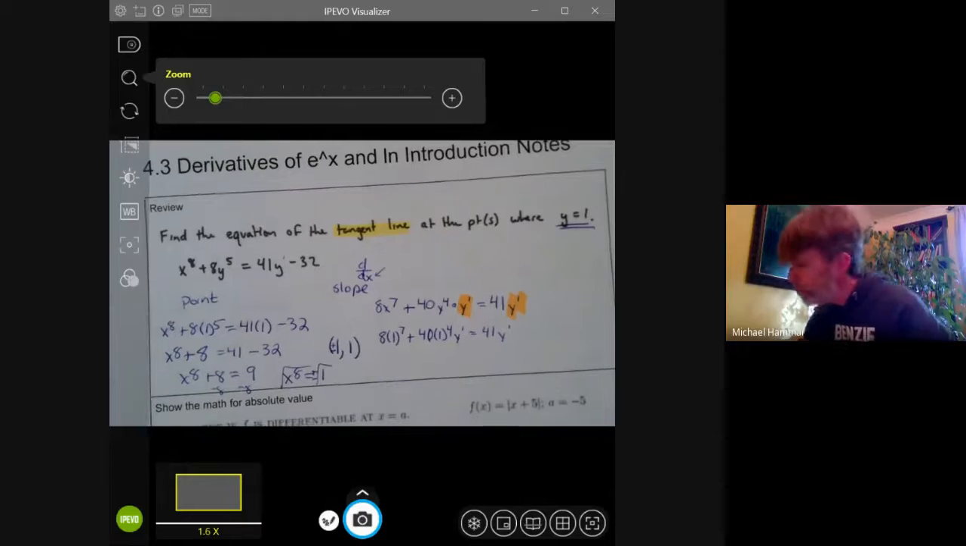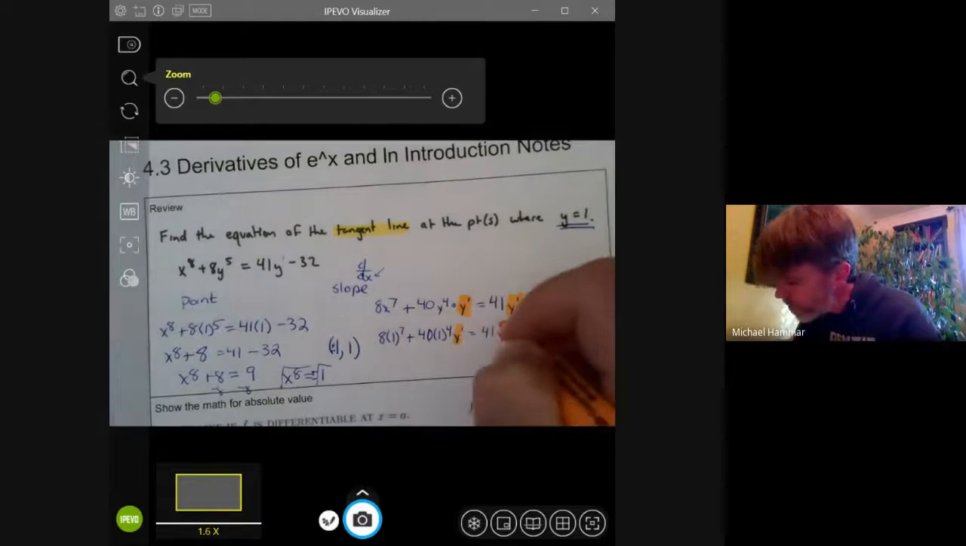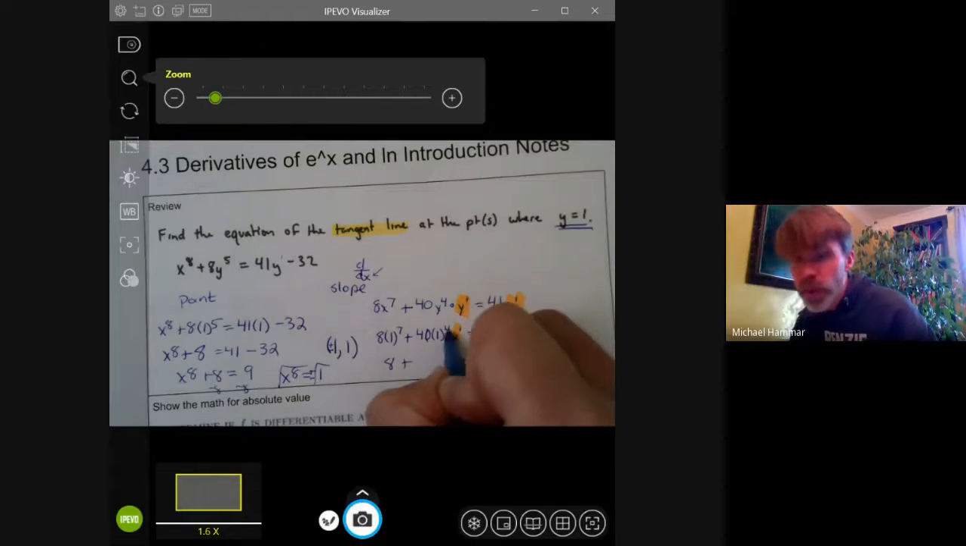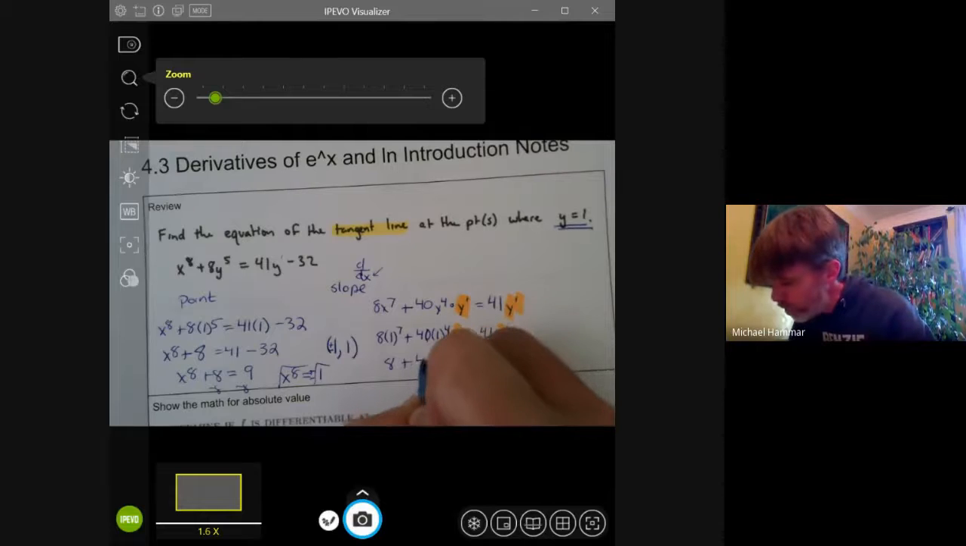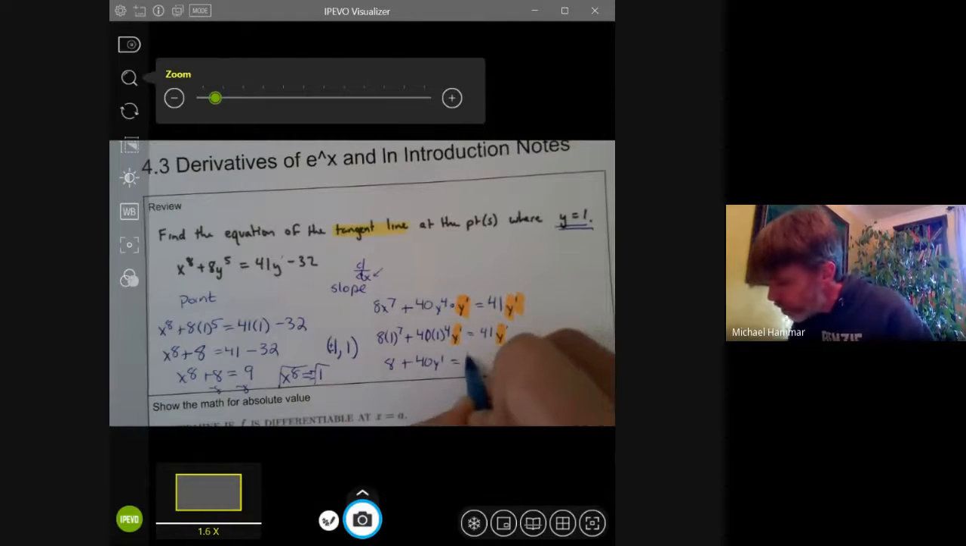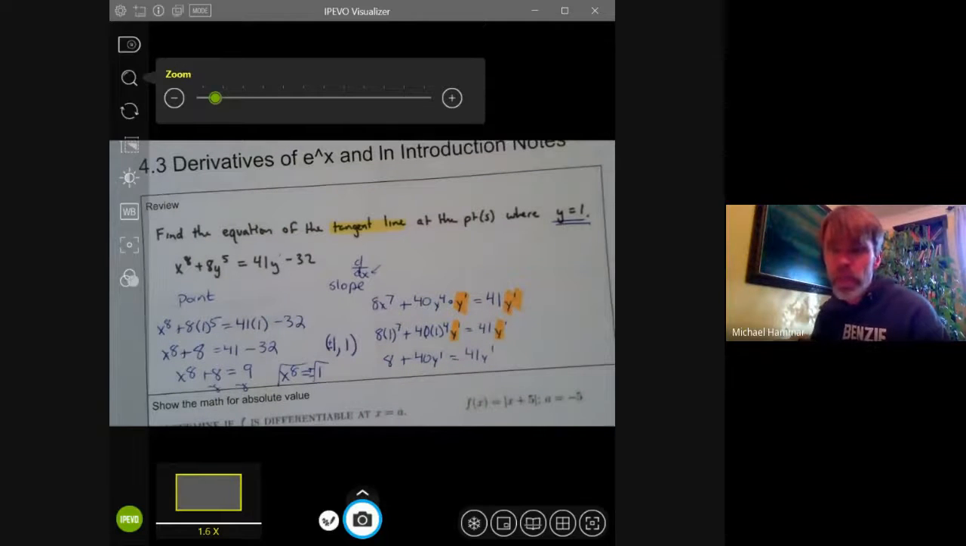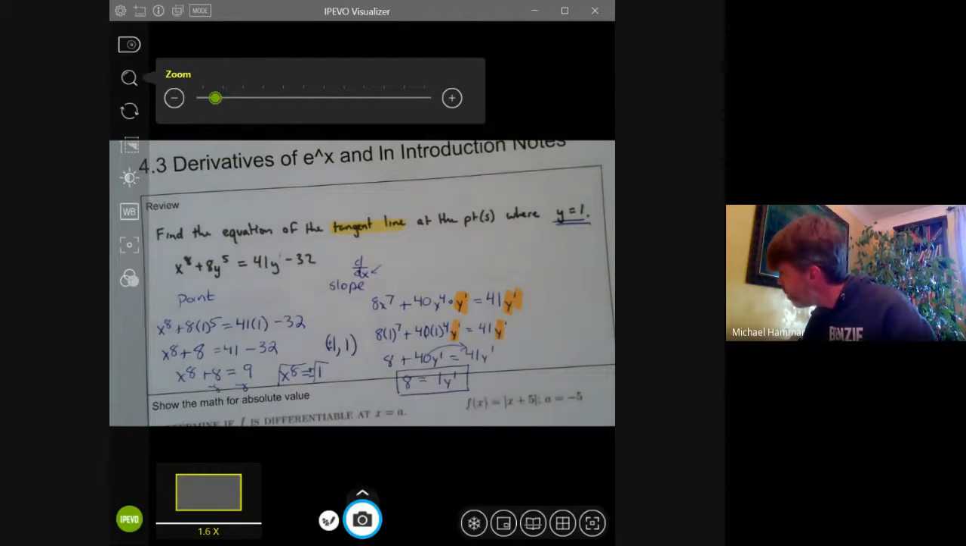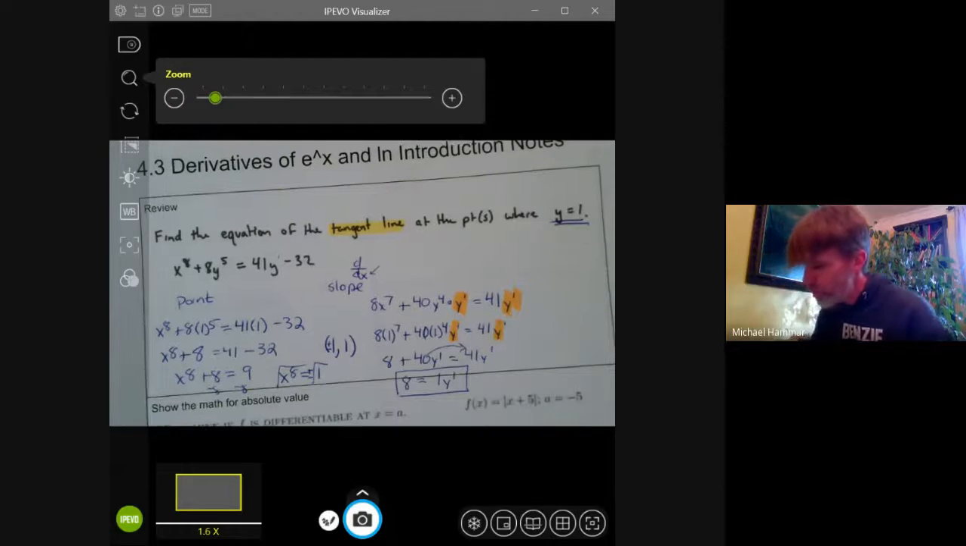Now, as I keep going through this, I can get the y prime by itself with some of these numbers and make it a little easier for myself. So 1 times 7 is 1 to the 7th power, which is 1, of course, and then 8 plus 1 to the 4th is 1 times 40. So 40y prime equals 41 y prime. So I now have to get the y primes by itself. I'm going to move this over here. So I have 8 equals 1 y prime. So the slope of my function is 8 when we have the point 1, 1.